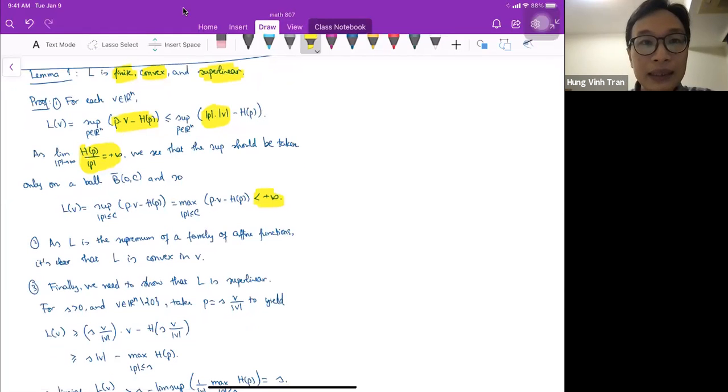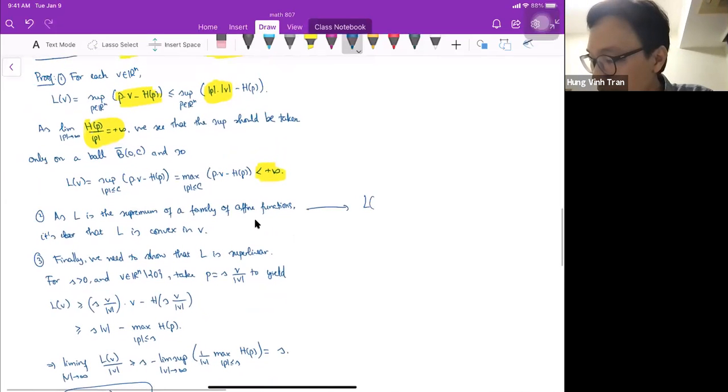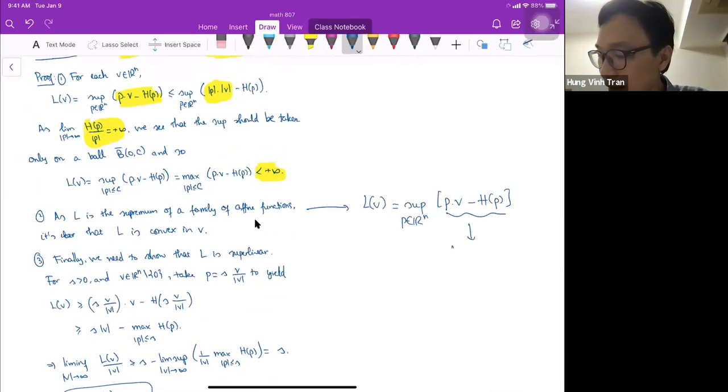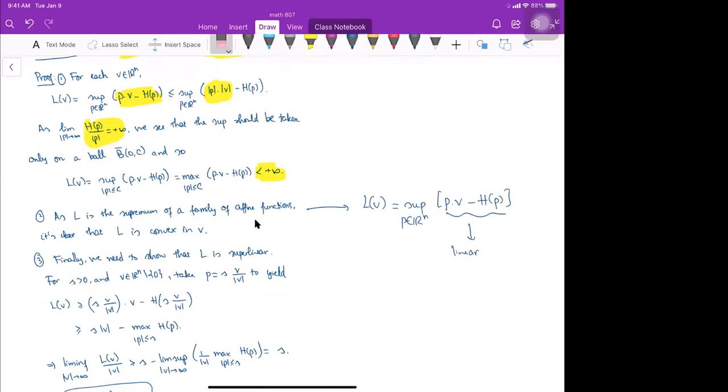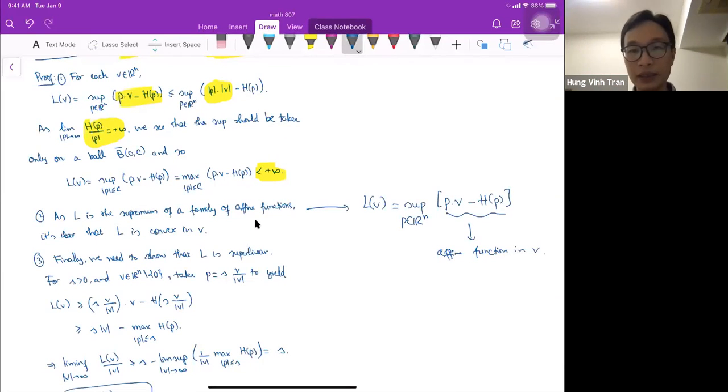The second thing is that we have to show that it's convex, but convexity is simple, right? Maybe let me record here. Why is it convex? Because L of V, let me just rewrite it, is the supremum over all P in Rn of P dot V minus H of P. We just talked about that, right? For the given P, this is a linear, or affine, I'm sorry, function in V. So it's affine in V. And then you take the supremum of a bunch of affine functions. It's exactly the earlier characterization of convex function that gives me that it is convex, okay?